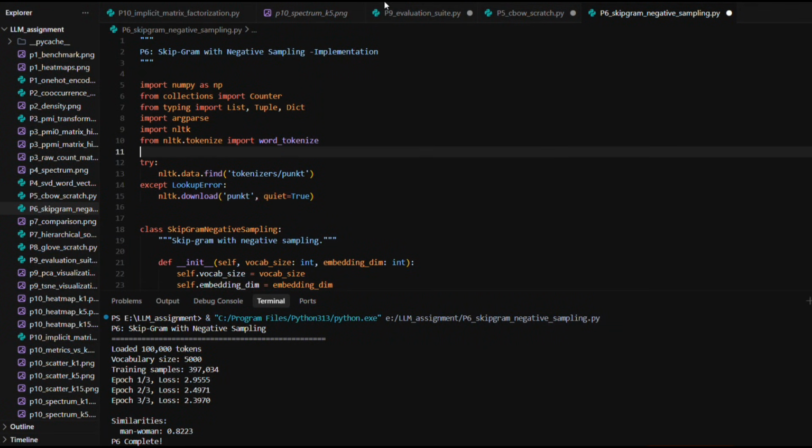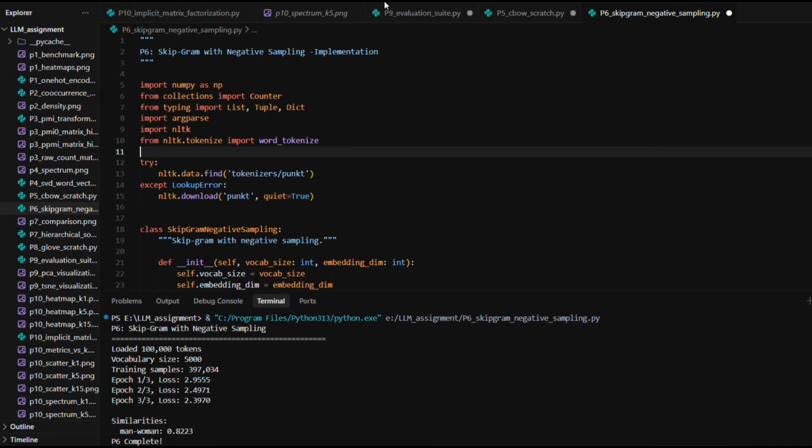So in this video, I'm going to explain problem 6, which is skipgram with negative sampling. Skipgram is a popular word to vector technique used to learn word embeddings. The main idea is simple. Given a center word, the model tries to predict the words that appear around it. To make training faster, this implementation uses negative sampling instead of considering the entire vocabulary for every training example.